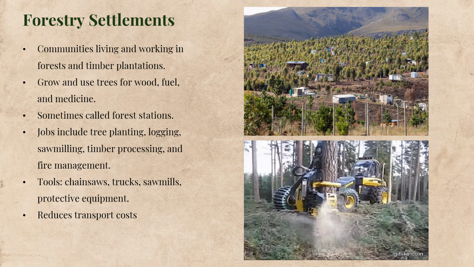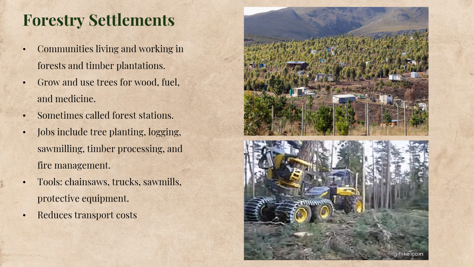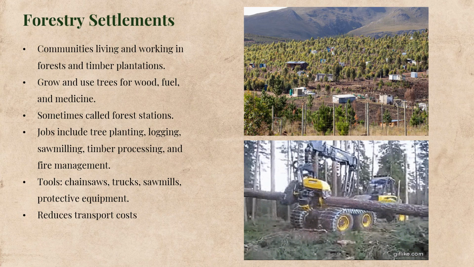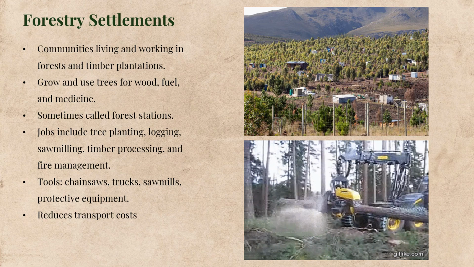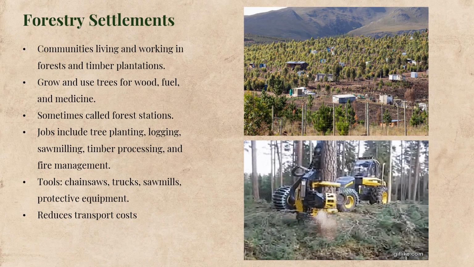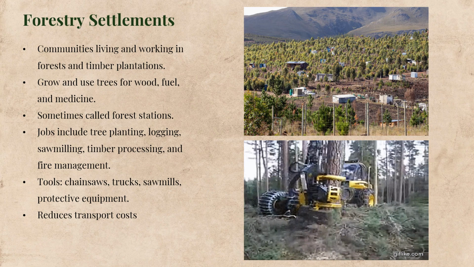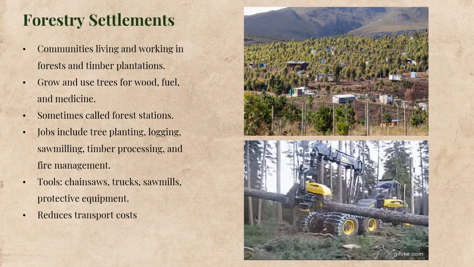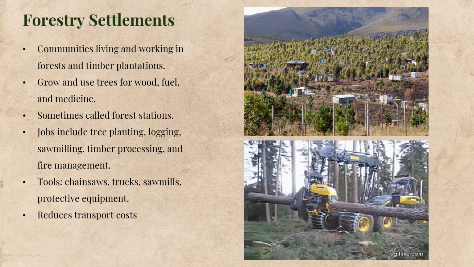So let's talk about forestry settlements. These are settlements that develop around forest and timber plantations. In South Africa, these key regions include Mpumalanga South, the Midlands and Zululand in KwaZulu-Natal, and the Knysna Forest area in the Eastern Cape. These settlements grow and use trees for wood, fuel, and medicine, and are sometimes called forestations.